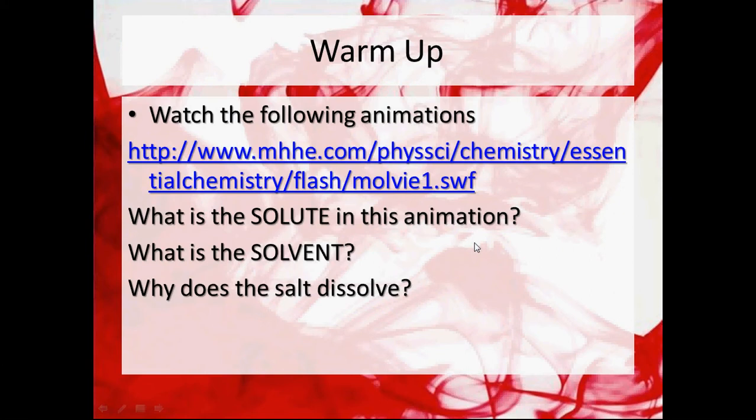Okay, so the answer to what is the solute, that would be salt. That's what is dissolving. What is doing the dissolving? What is the solvent? That would be the water. And why does the salt dissolve in the water? As he mentioned, the positive ends of the water, because water is partially positive on one side and partially negative on the other, was attracting the negative chloride ions, and the negative ends of the water, which is near the oxygen, was attracting the positive sodium ions, and it was able to pull those ions away from each other.